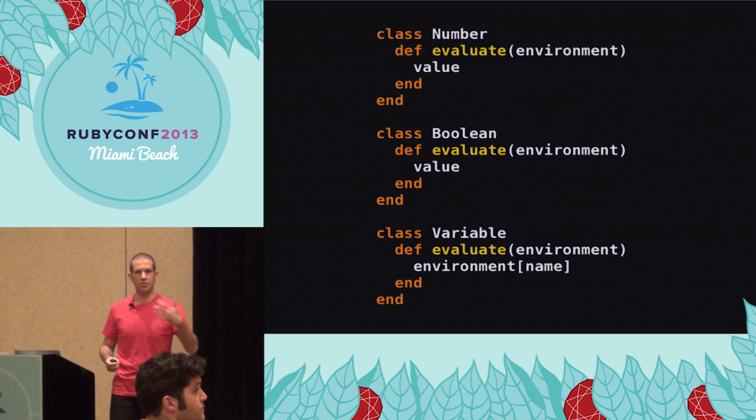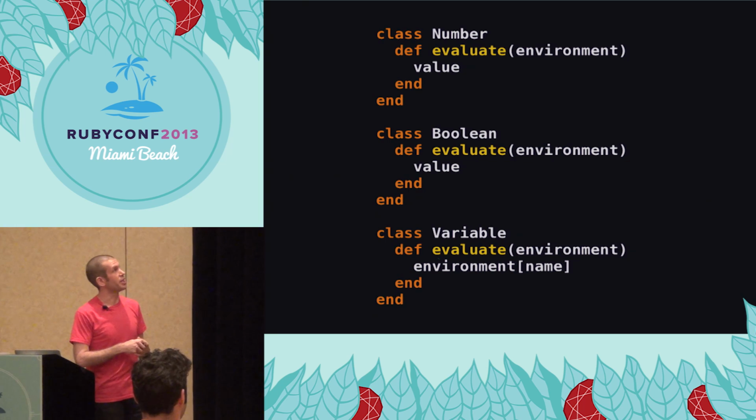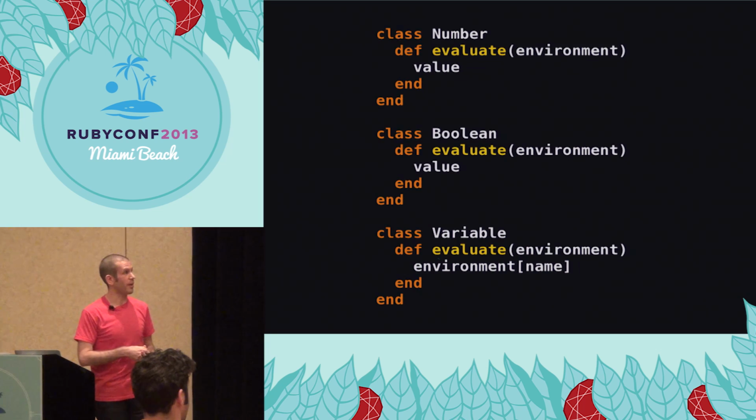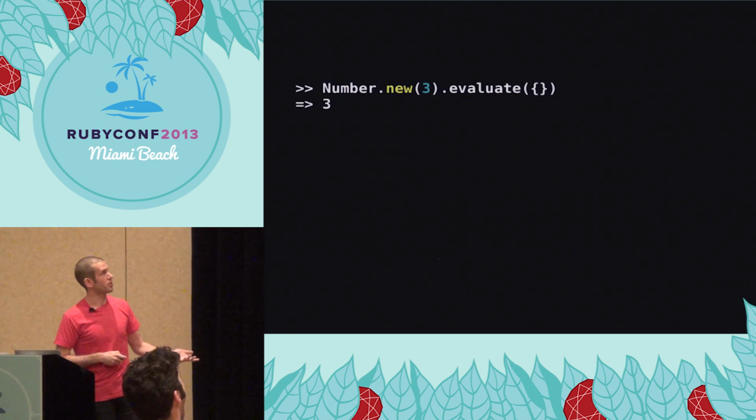It's a hash that says what the value of each variable currently is. So if you're evaluating a number or a Boolean, it doesn't care what's in the environment. You always just get out the value that you stored inside that node. If you're evaluating a variable, then it looks in the environment and pulls out the variable with that name, right? So that means that if I make a new number instance and evaluate that in an empty environment, I just get the original number back.